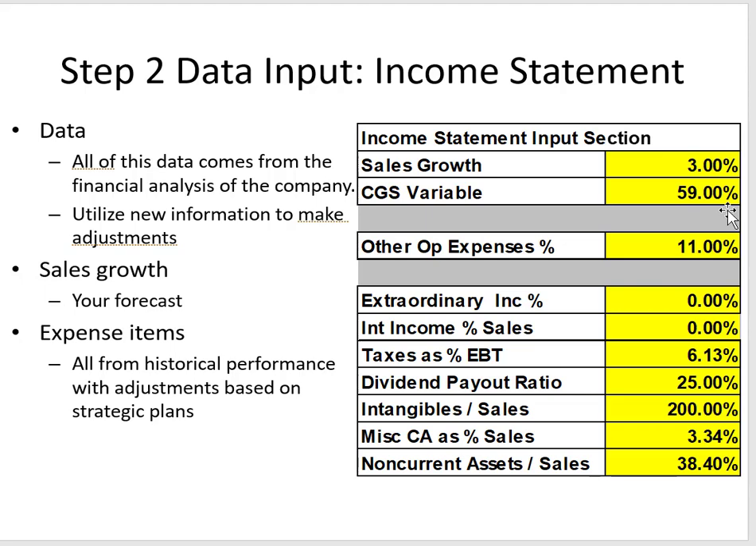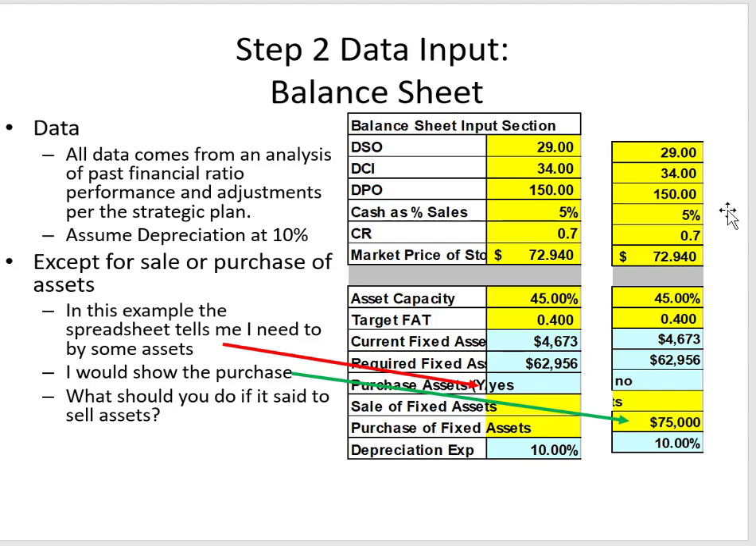So again, the yellow boxes, what you think is going to happen in the future, mostly we're going to base it on historical information and then adjust it for new things that we as managers think are going to happen in the company. We also do the same thing for the balance sheet. Here are some balance sheet items, right? Here's our current assets. We have a current ratio. We expect it to be 0.7, right?